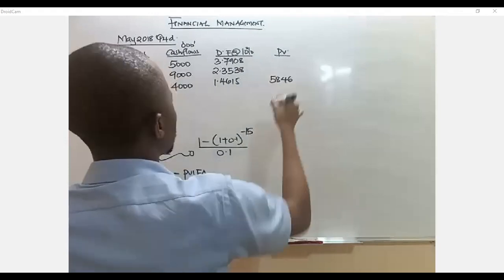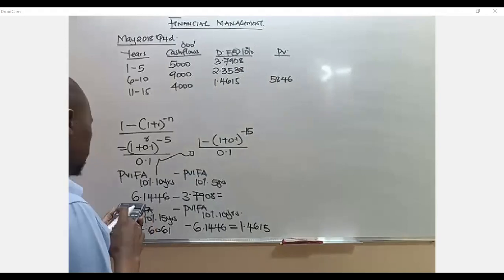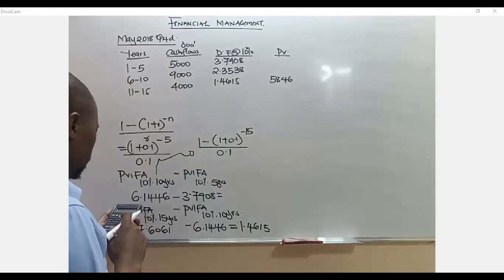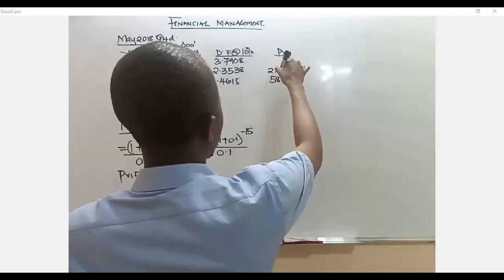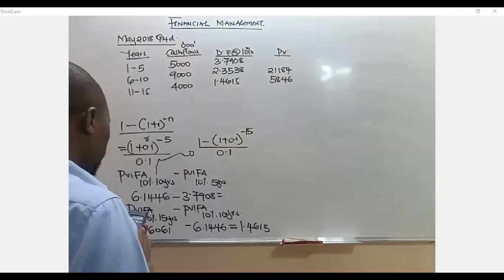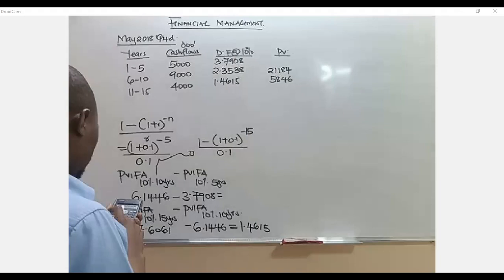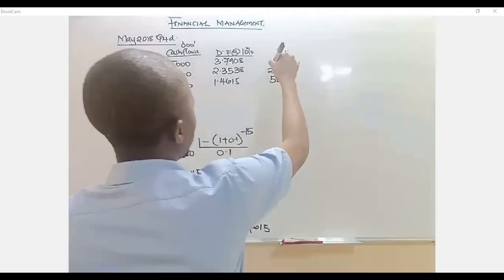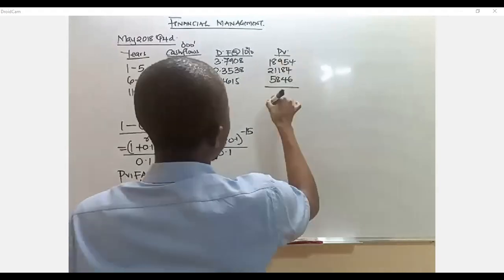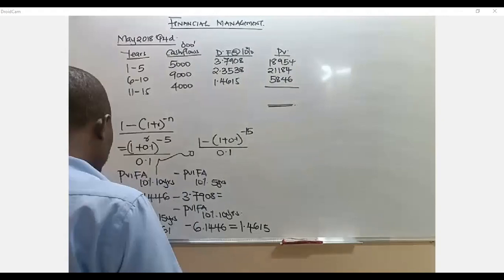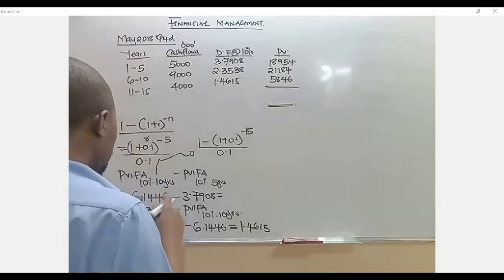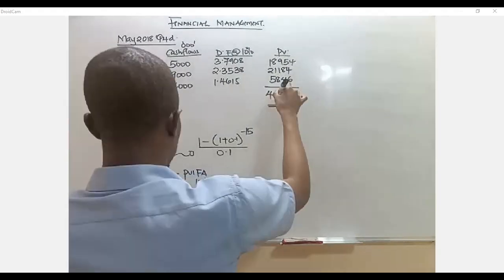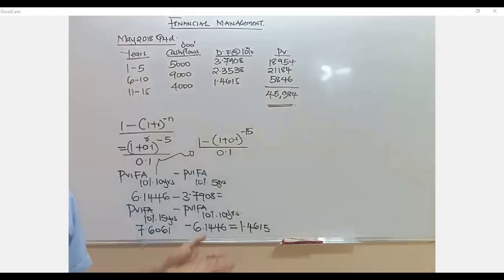We are getting 5,846. Then we have 2.3538 times 9,000, getting 21,184. Then the first one is 3.7908, and we multiply by 5,000, getting 18,954. So what is the total at the end of the day? 18,954 plus 21,184 plus 5,846, we are getting 45,984. So that is how we normally do these questions of the present value of an annuity.